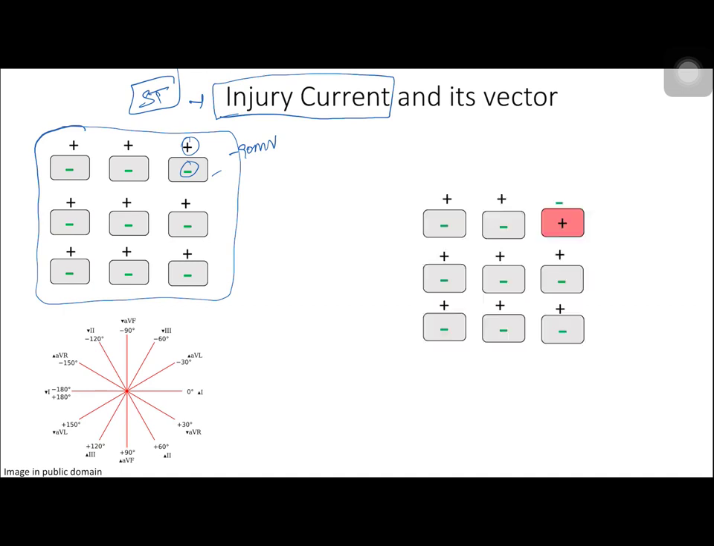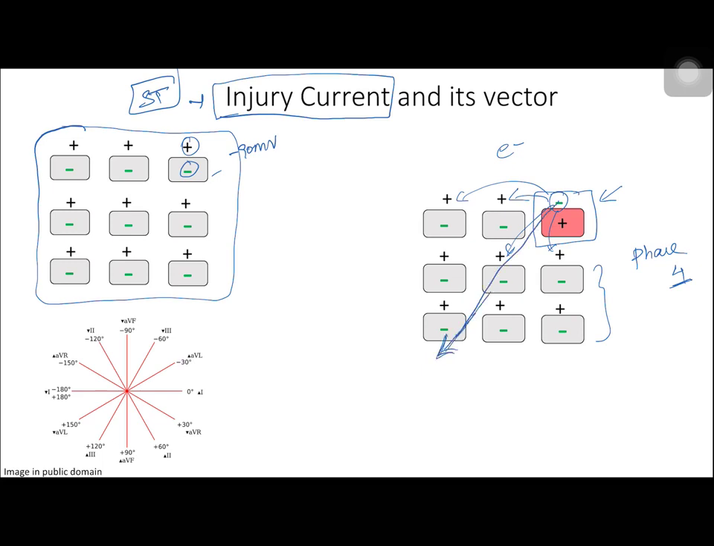But if a cell or a group of cells is injured, something like this, now even at phase 4, at resting membrane potential, all the cells are in resting membrane potential. This cell is depolarized. There is a potential difference between these cells and other cells. So this is going to create a current flow from negative to positive, like you can remember the flow of electrons from negative to positive. This causes a net current flow in a particular vector. Let's draw in this particular direction. This is the net vector flowing in this particular injury, even in phase 4.